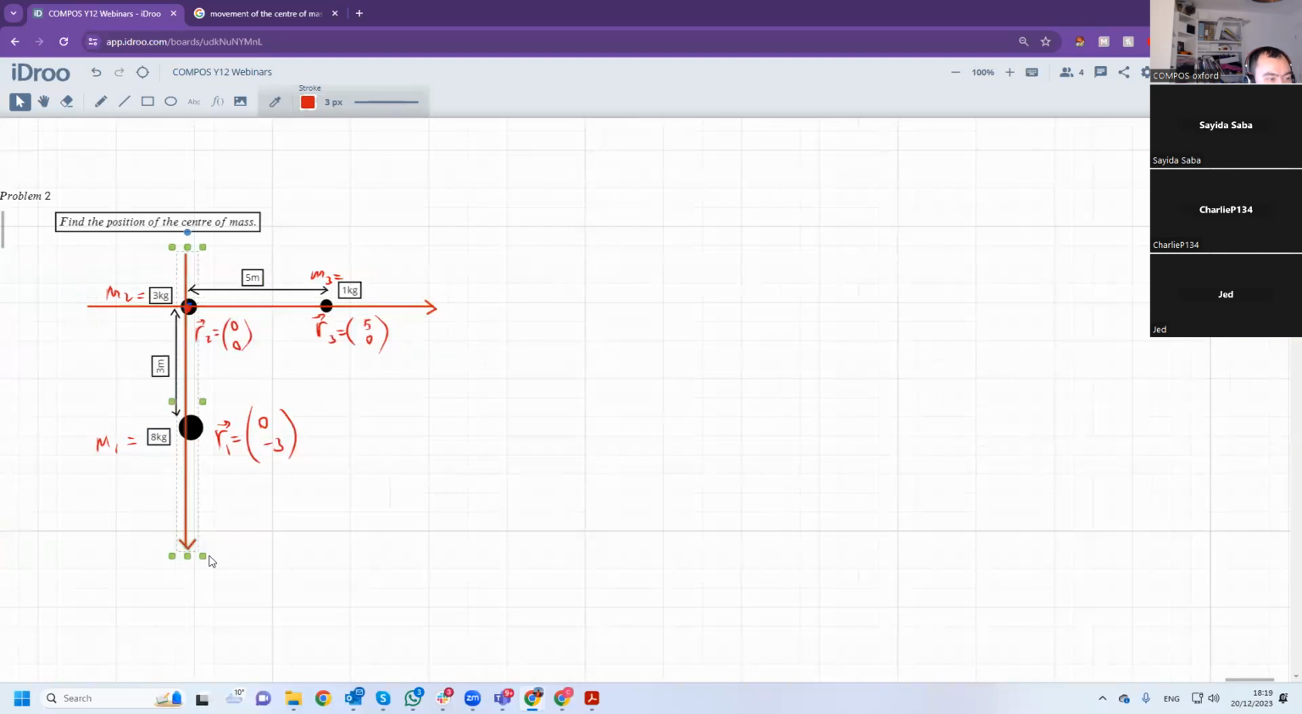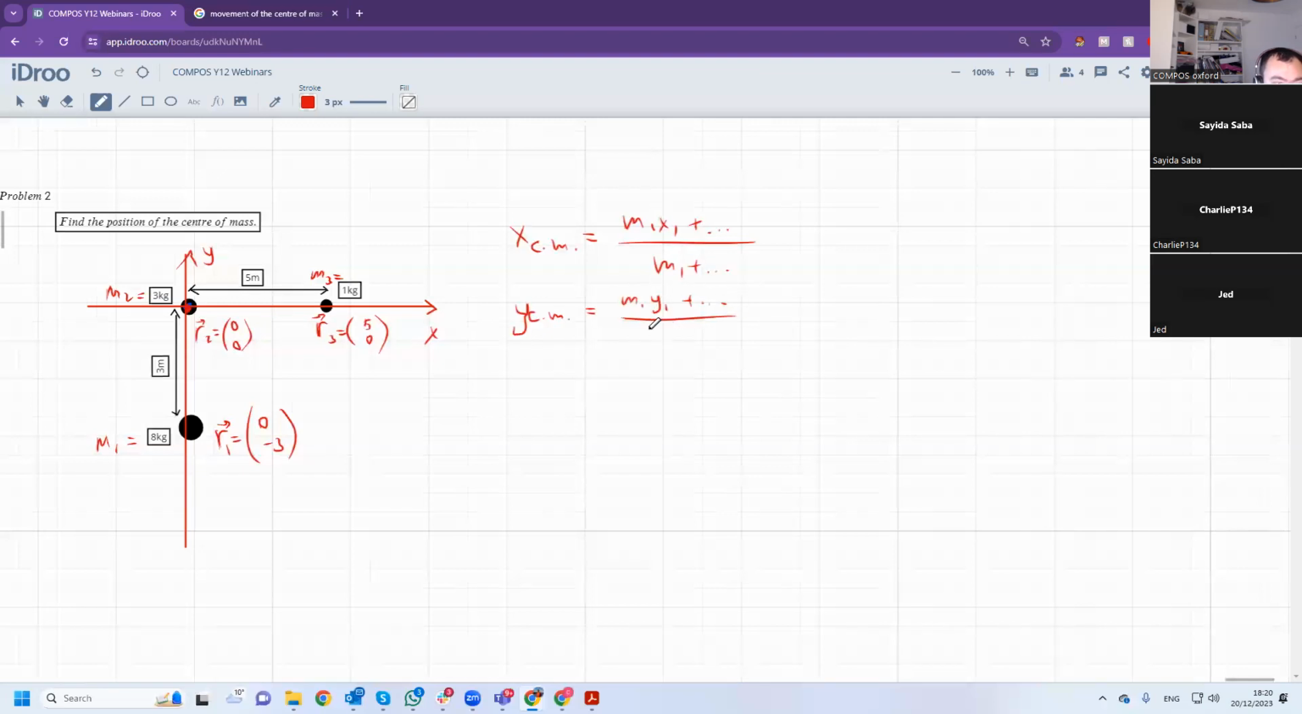Sorry, that was actually wrong. You should have corrected me. The y-axis is up because we used minus. So this is y and this is x. So you could do x center of mass as m1 x1 plus and so on, and y center of mass would be m1 y1 plus etc., divided by m1 plus etc. But I'm going to do it as a vector.